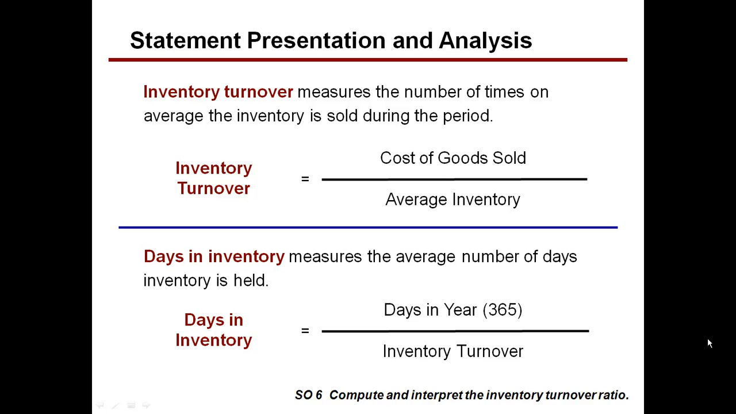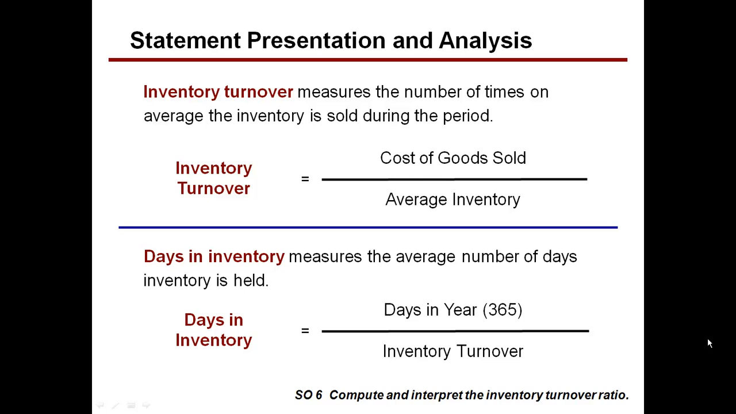Higher inventory turnover is better than lower inventory turnover. If a company has a very low inventory turnover ratio, that means they may have items that are being held. If companies have a low inventory turnover ratio, that means the risk of inventory perhaps becoming obsolete is higher than otherwise.